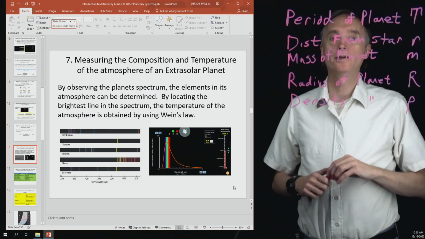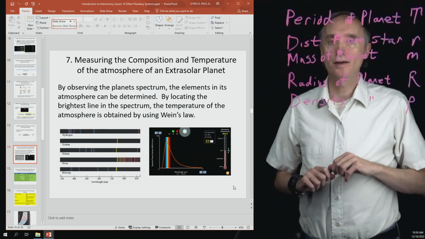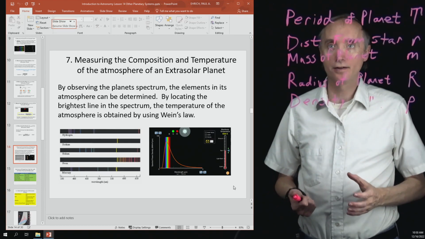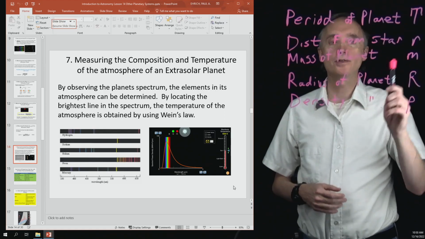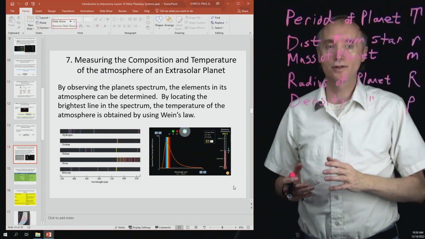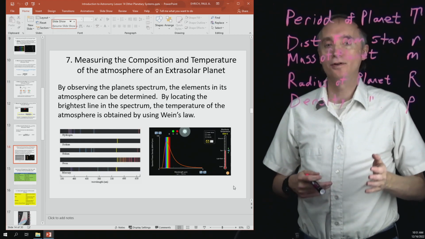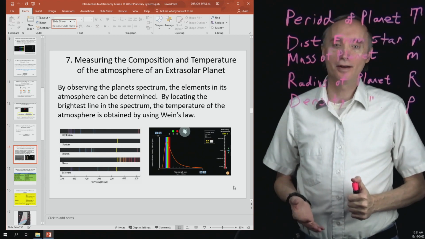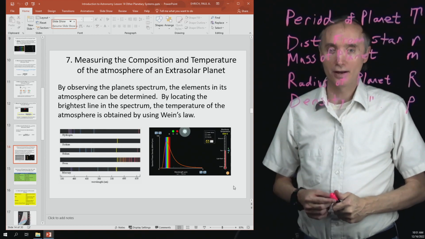Hello, and in our previous segments, we have now learned about this planet that is elsewhere in our galaxy. We know how long it takes to go around its star. We know its distance from its star. We know the mass of the planet. We know the radius of the planet. We know the density of the planet.